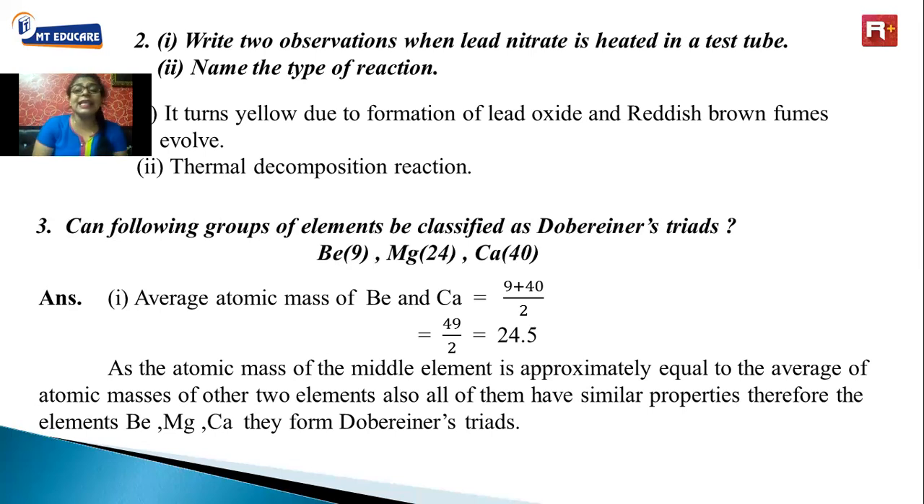Now, magnesium's atomic mass is 24 and the answer I am getting is 24.5. So this is not exactly equal, but it is approximately equal. Therefore we can say these three elements follow Dobereiner's law of triads and they can form a Dobereiner triad. Clear? So this is what we mean by this.